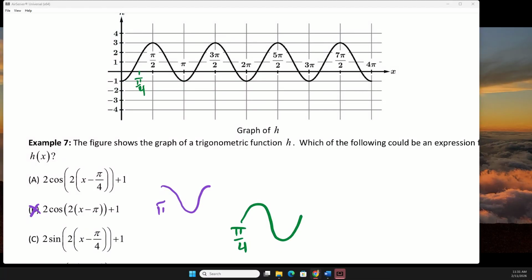Between 0 and pi over 2. Does it look like that? Positive sign? Yay! Maybe you'll guess first when you're doing your homework.